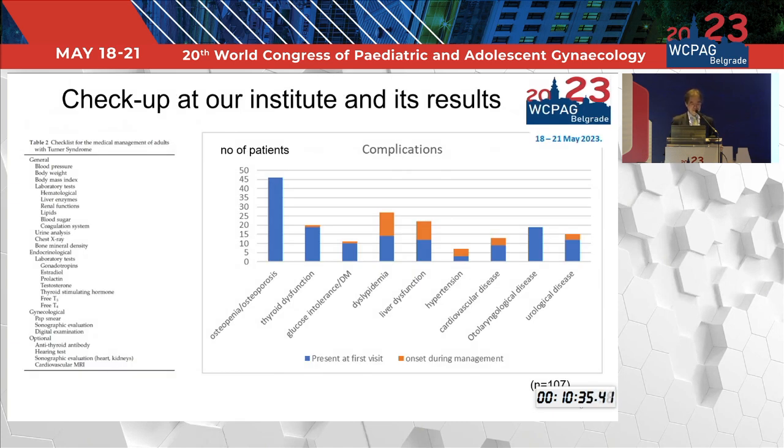Sorry for the busy slide. The left side shows a checkup list in our institution based on the guidelines, and the right side shows its results. Blue indicates complications recognized from the first visit. Osteopenia and osteoporosis are often observed. And the orange one is those found during checkups after visiting us. Endocrine or metabolic disorders tend to increase with age. We provided medical care in cooperation with relevant specialized departments when necessary.